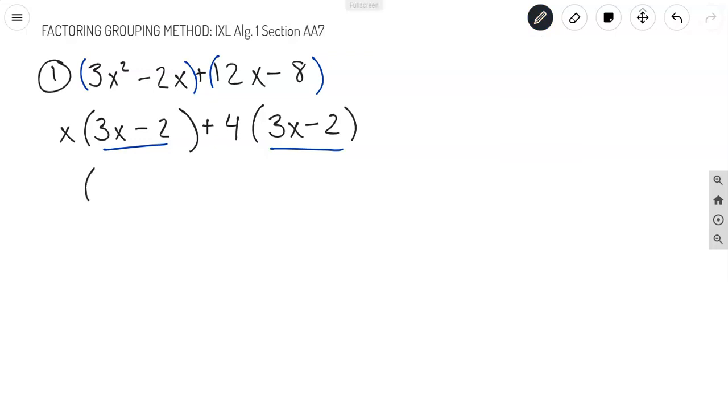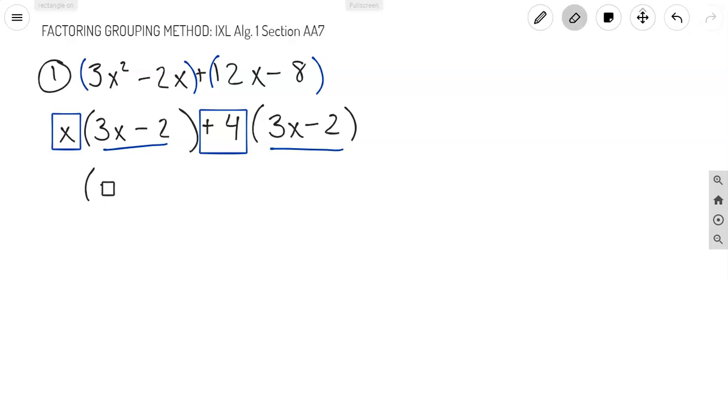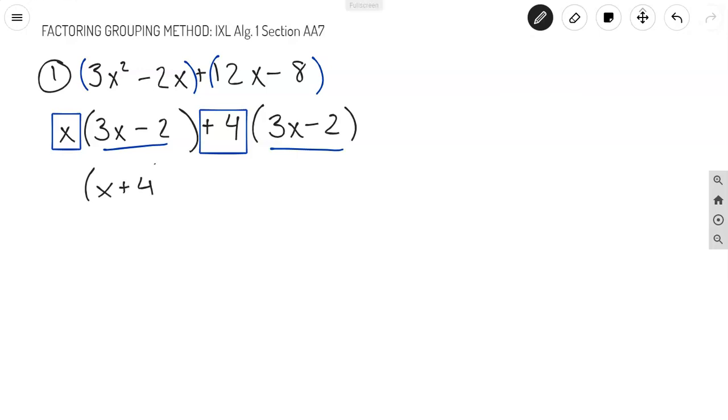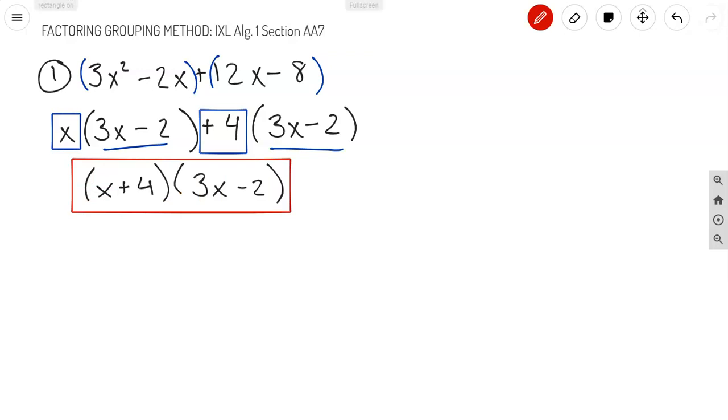Hopefully. So you start with what you did not have. So we had x and this plus 4 that's not in the groups. That's what I'm going to write in this parenthesis set. I'm going to do x. I can take that part off. So x plus 4. And then I'm going to write one of these down. Only one. 3x minus 2 because they're both the same. And that is my final answer. Not too difficult.